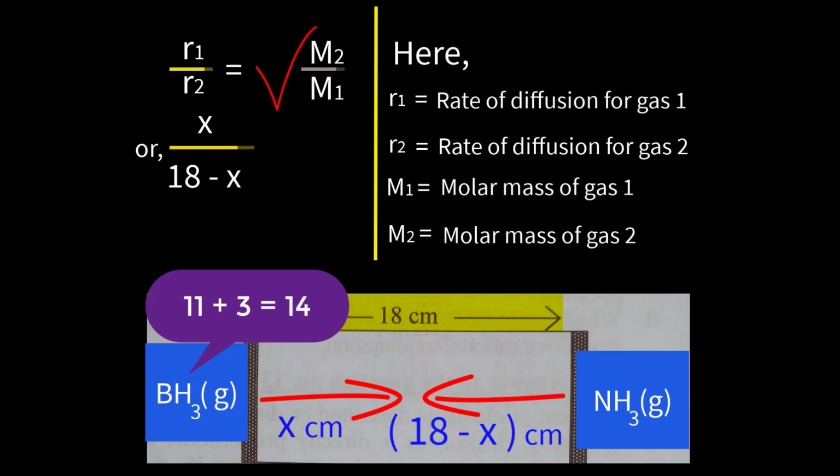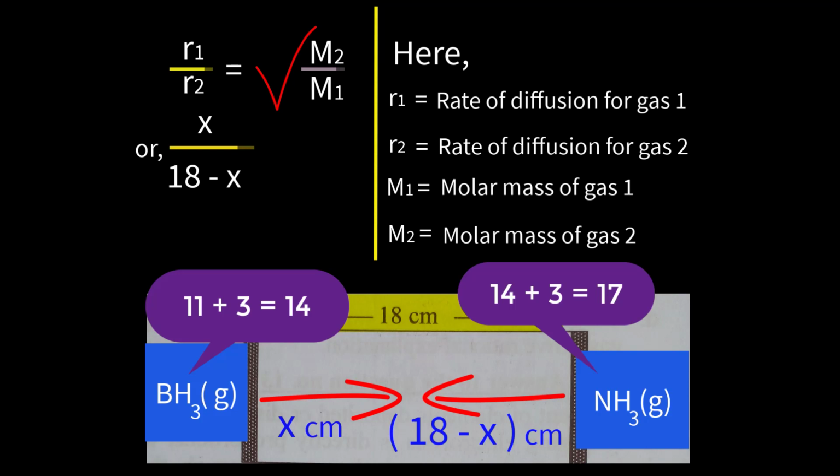Now, we will determine the value of M2, that means molar mass of gas 2. We have also considered NH3 as gas 2. Atomic mass of nitrogen is 14 and atomic mass of 3 hydrogen is 3. So, molecular mass of NH3 will be 14 plus 3, that is 17. So, here we can write 14 instead of M1 and 17 instead of M2.